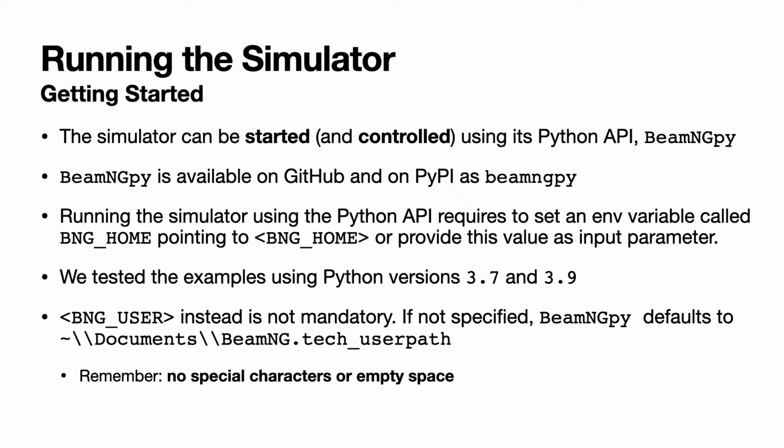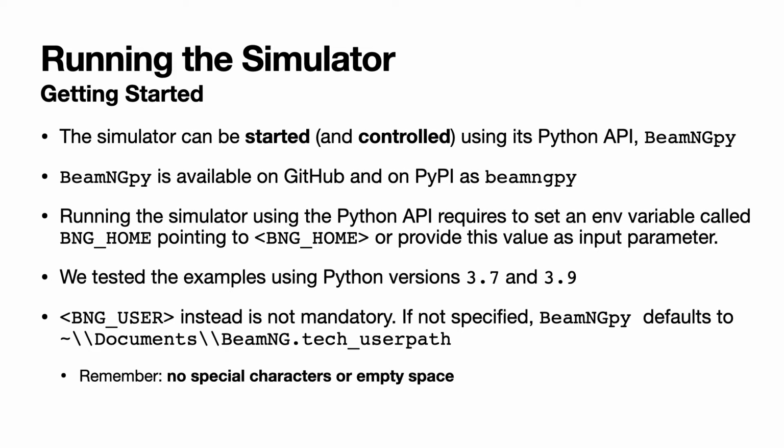Running the simulator using this BeamNG.py API requires you to either set an environment variable called BeamNG home pointing to the folder where you installed the system, or provide the location of the executable and the other parameters when you make the call inside your Python program. And this is what we are going to do later.